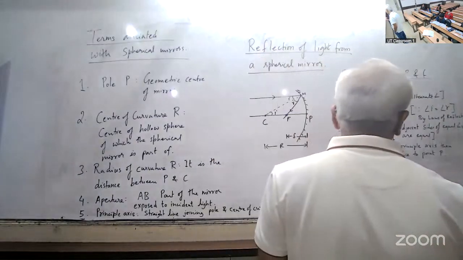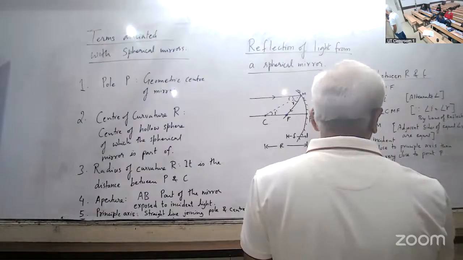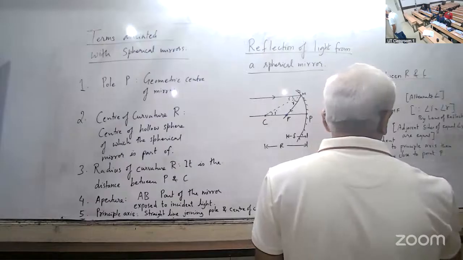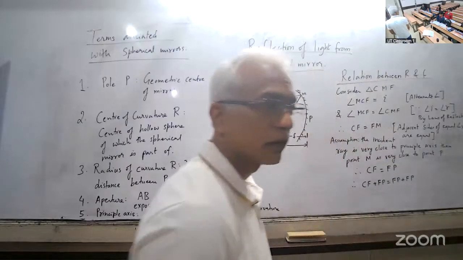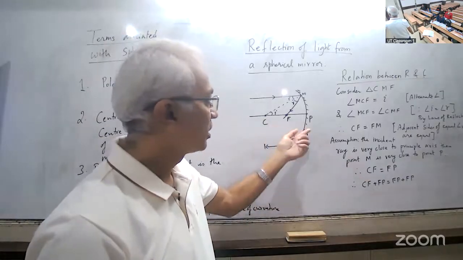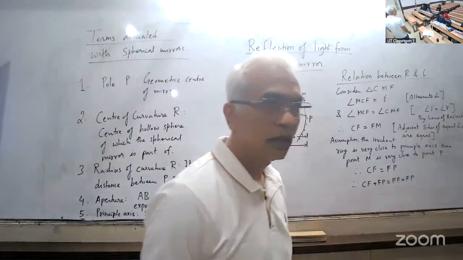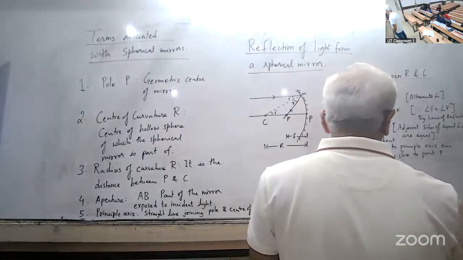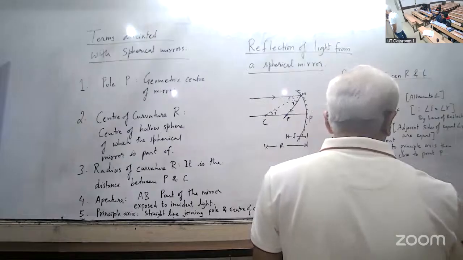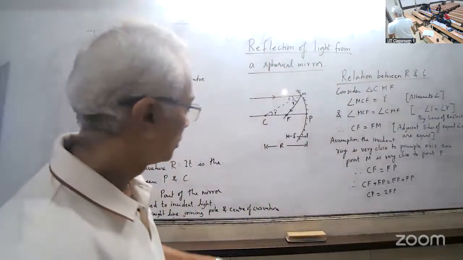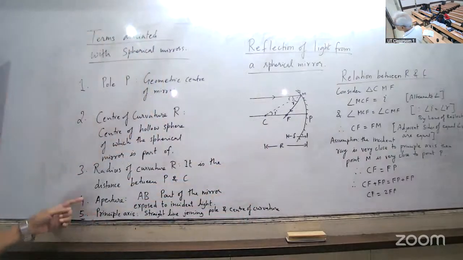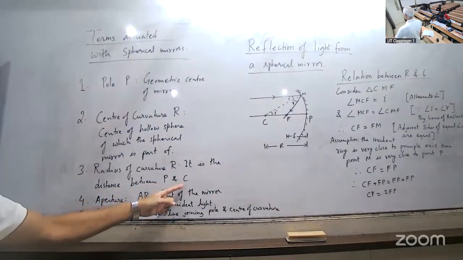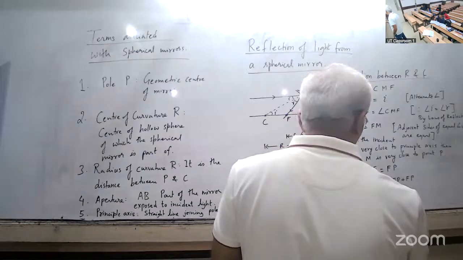So now let us manipulate. Therefore, CF plus FP is equal to FP plus FP. You can do this. If CF is equal to FP, then add FP on both sides. So this becomes CP equals 2 times F. But what is CP? It is the distance between P and C. So CP is nothing but R.